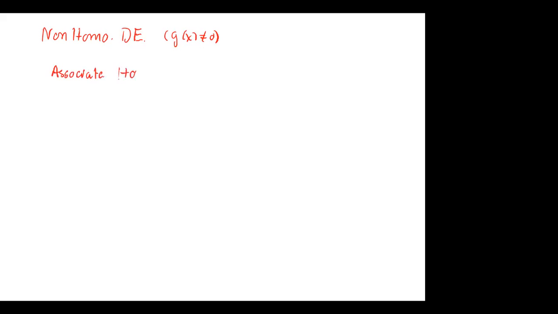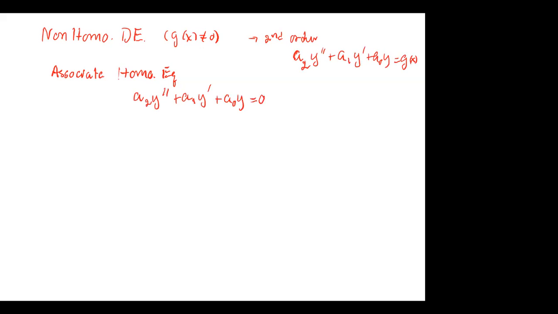Associate homogeneous equation. So for example, for the second order, we have a2 y double prime plus a1 y prime plus a0 times y equals g of x. So the associate homogeneous equation of this second order is a2 y double prime plus a1 y prime plus a0 y equals 0. So we just ignore the g of x for now.